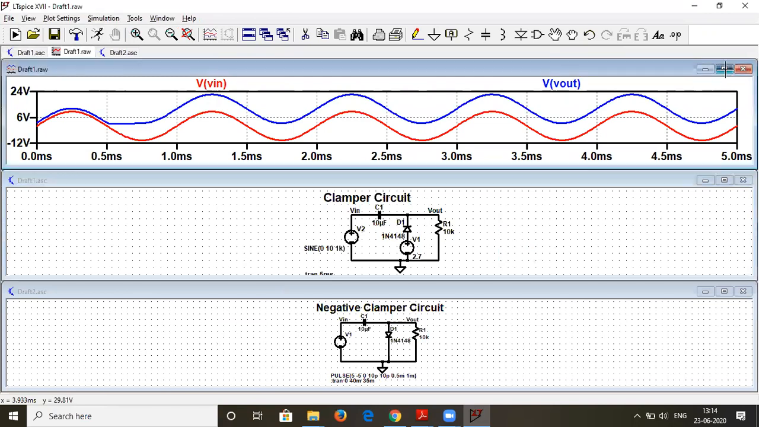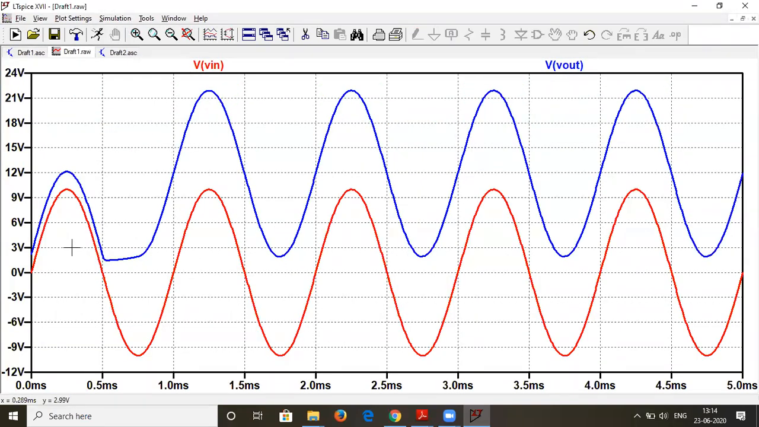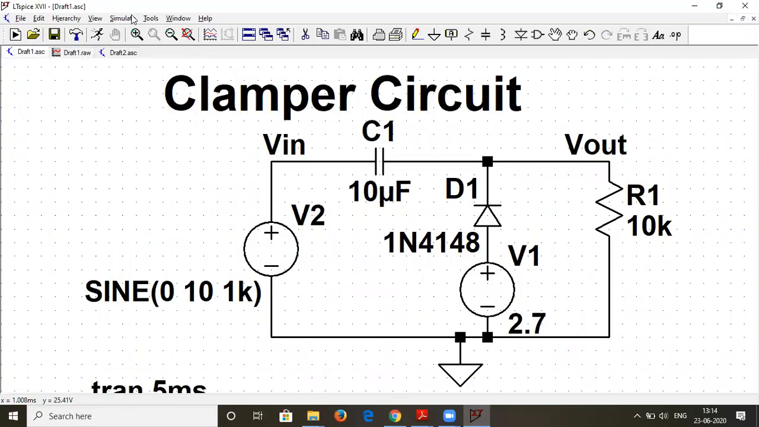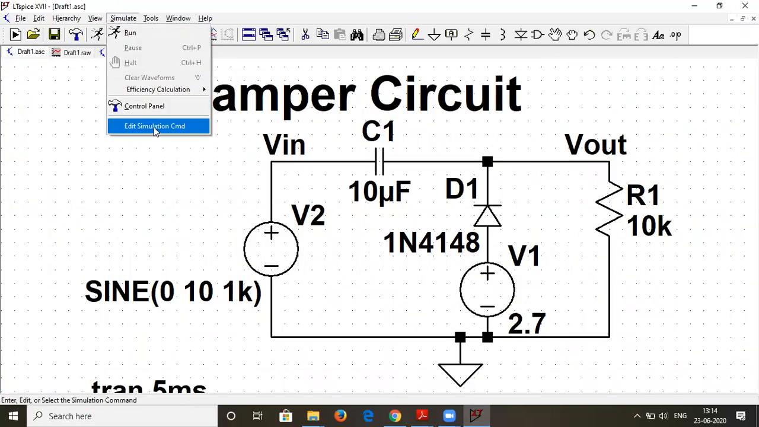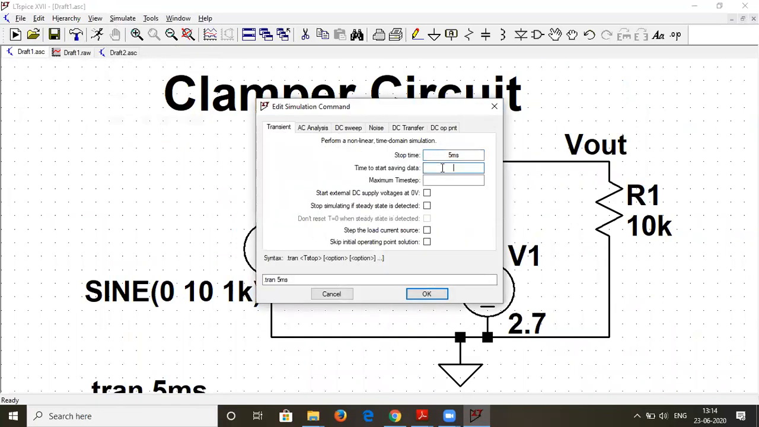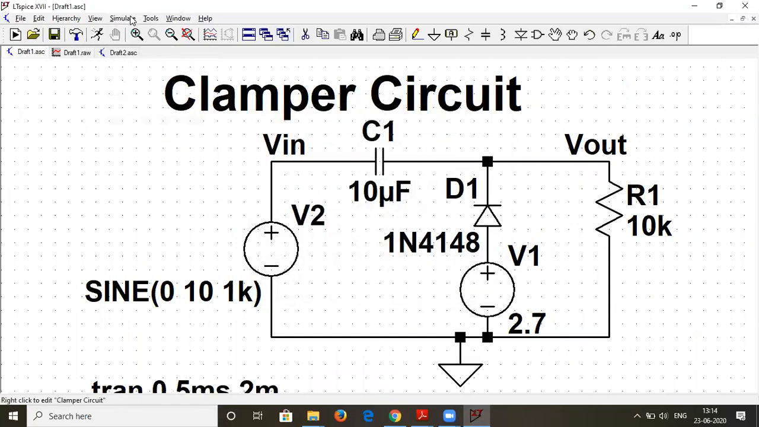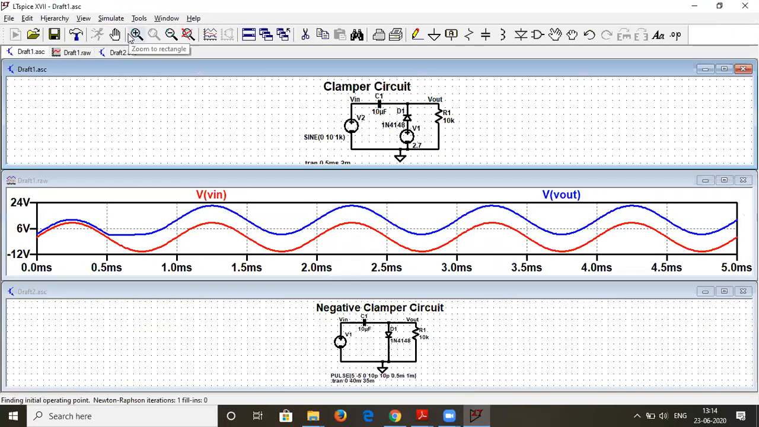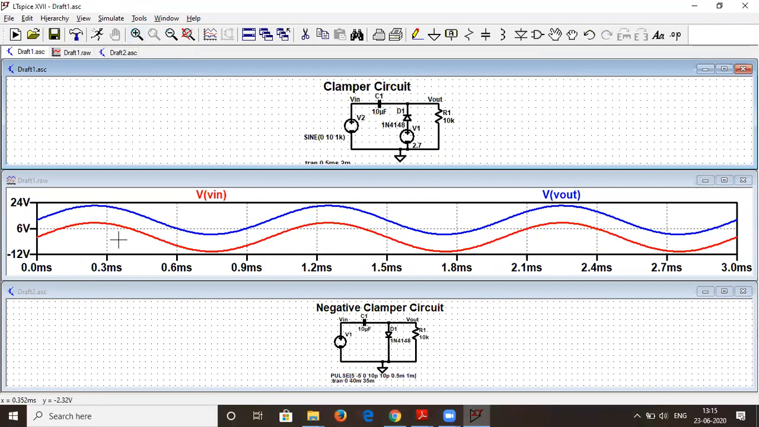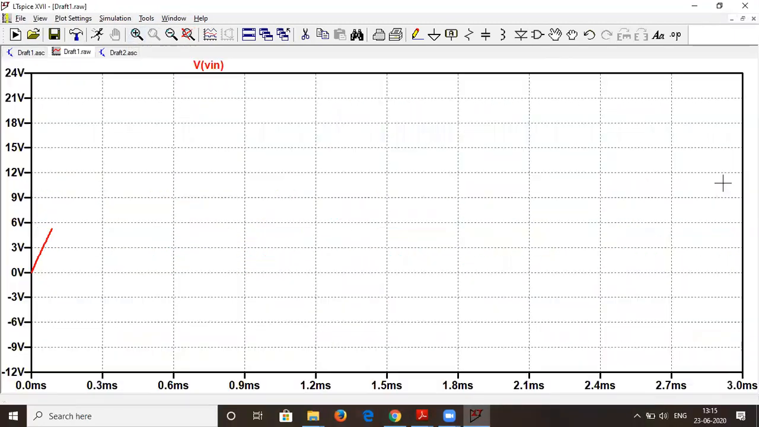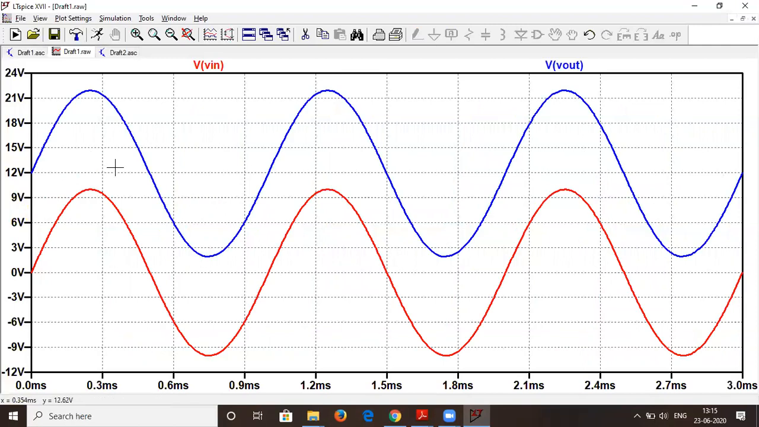So you can ignore the first cycle. It's because of the initial charge across the capacitor. From then on, it will be proper. What I can do is save the waveforms after around 2 milliseconds, so that way the waveform output will be pretty clear. Yeah, so now it is pretty much clear like this.